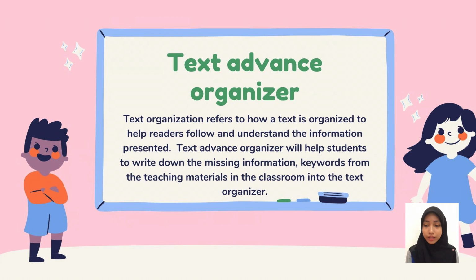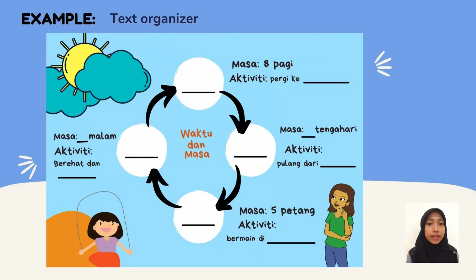Next is the text advanced organizer. A text advanced organizer refers to how a text is organized to help a reader to follow and understand the information presented. The text organizer will help students to write down the missing information, keywords, from the teaching materials in the classroom into the text organizer. For example, here I'm providing additional information in a text organization on the topic masa dan waktu for the mathematics subject, so that the student can fill in the blank with the correct word.